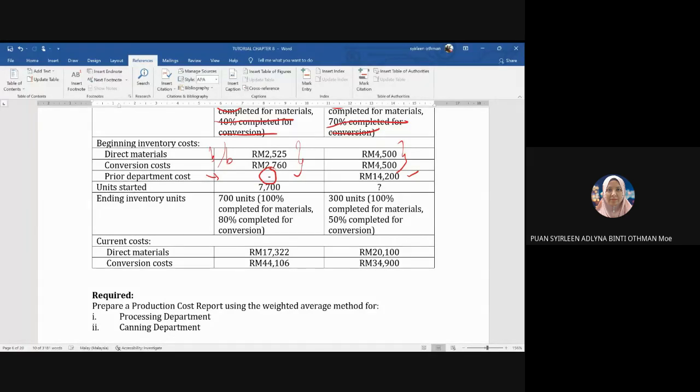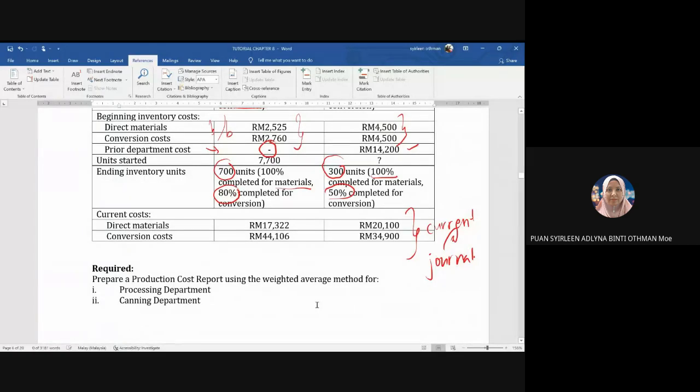Okay, okay, this is your ending WIP unit. Okay, 100% untuk materials, 80% untuk conversion cost. Ini untuk department 1. Kalau department 2, direct material is 100%, conversion cost is half of it, 50%. Okay, ini current cost. Yang ini juga kita akan guna kalau kita buat journal. Okay, you nak masukkan debit WIP tu is based on this lah. Okay, tapi soalan tak minta journal. You are only supposed to prepare the production cost report. Okay, yang ni just fill up saja.